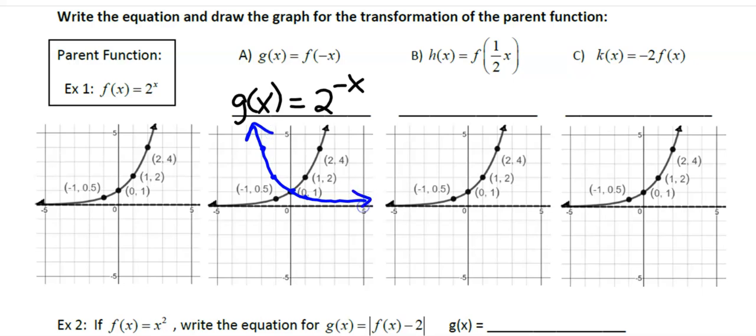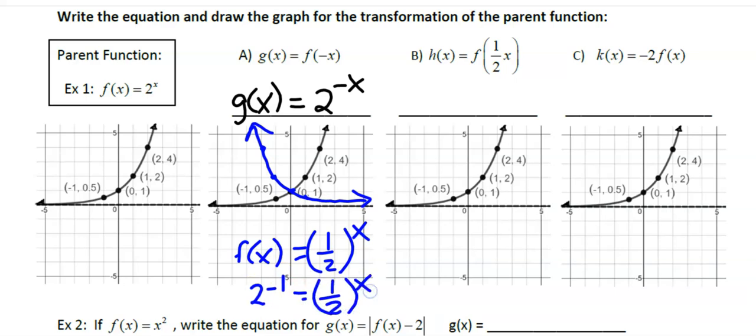So this is what the graph would look like. Now, some of you might think, oh, that's just another parent function. Isn't that f of x equals 1/2 to the x? Isn't that just a decreasing exponential function? Yes, it is, because 2 to the negative x is equal to 1/2 to the positive x. So they are the same function.